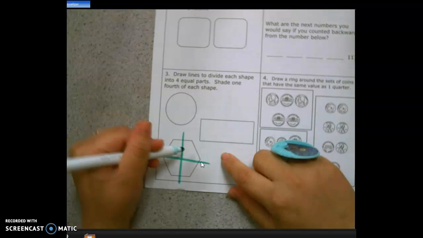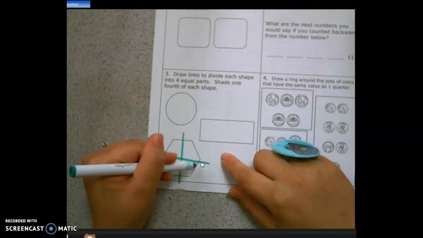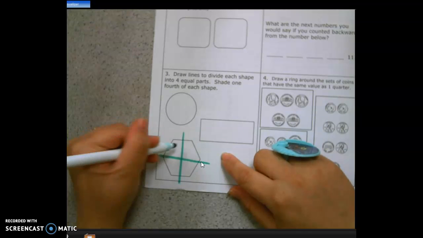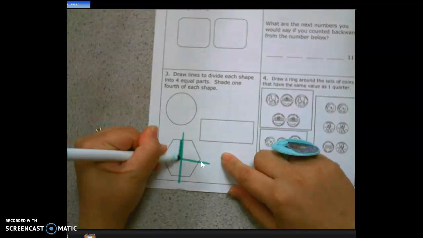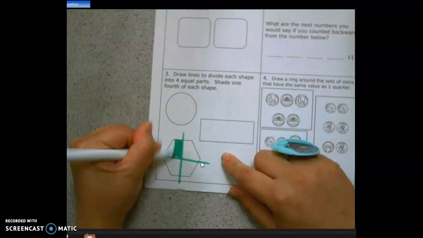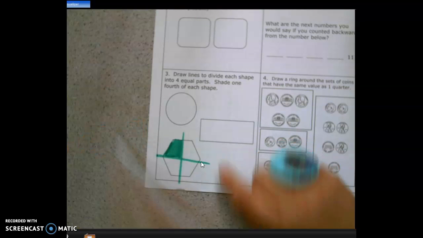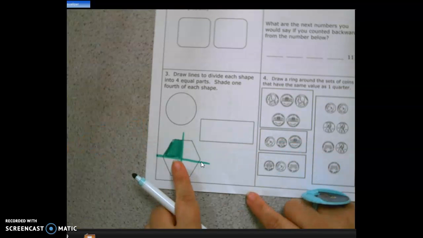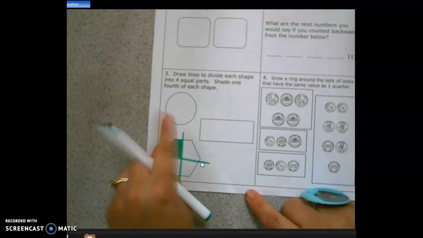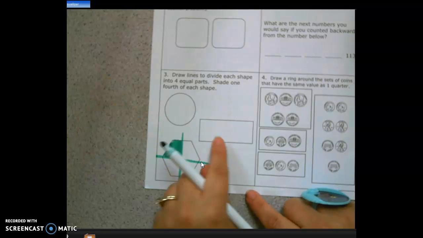You also could do 2 diagonals. Then I'm going to say, okay, are all my pieces looking the same? Yes, so I'm going to shade. Shade means to color in one of the 4 parts. Do you see how I colored in one of the 4 parts? Could you do that with a circle? Yes. Could you do that with a rectangle? Yes.